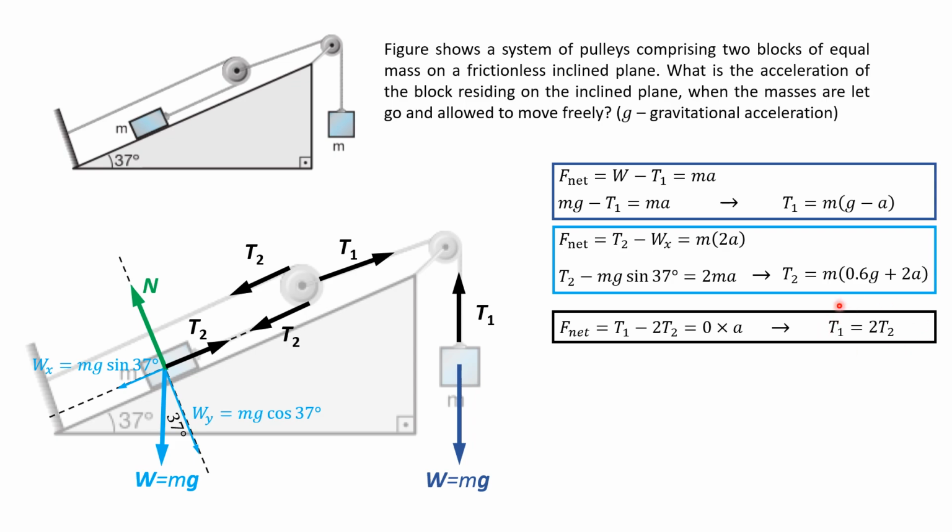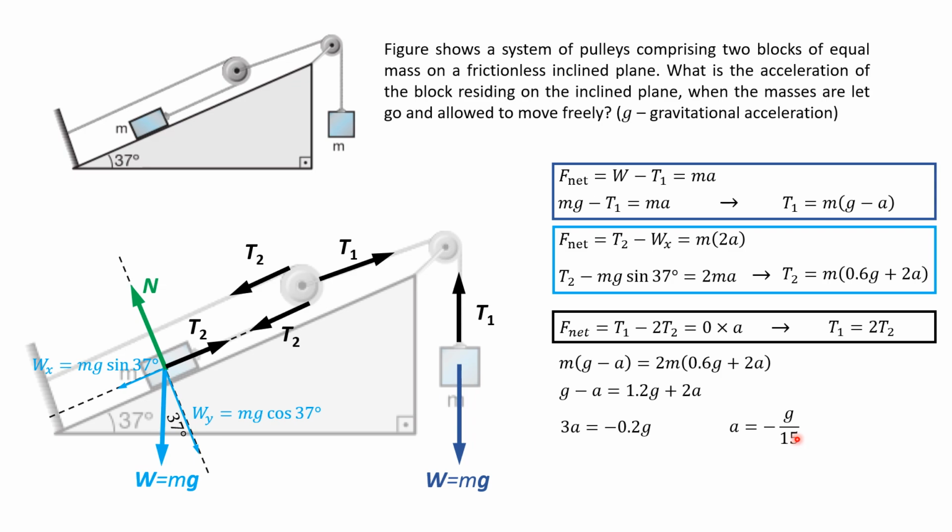Well, now we have this equation. We know T1, we know T2, so we just plug them in here and we get this equation. For T1 we have m times (g minus a) equals 2 times T2, which is m times (0.6g plus 2a). Cancel m from both sides. That's what we're going to end up with. And if we solve this equation, by moving a's to one side and g's to the other side, we end up with 3a equals minus 0.2g, or a equals minus g over 15.